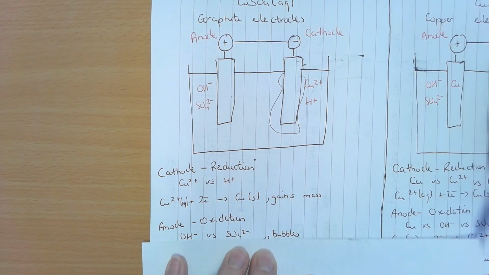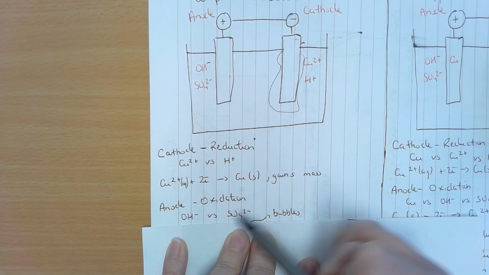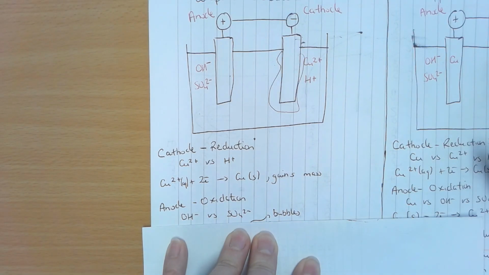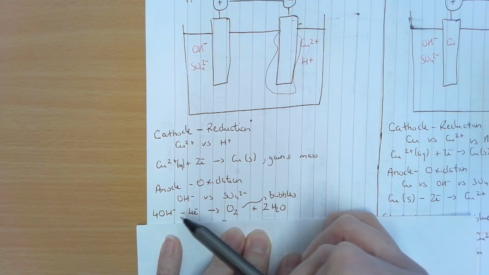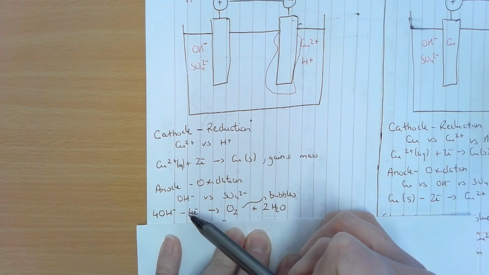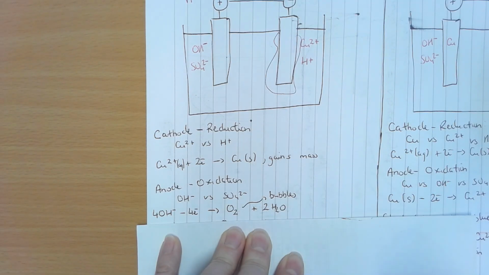It's always going to be oxidation. You need to decide which one will be oxidized. It's always going to be your OH-. The SO4 2- is never discharged. It's going to be OH-, and this is the equation that you really need to learn. Okay, 4OH- going to O2 and 2H2O plus 4 electrons. That's a gas. You're going to see bubbles.